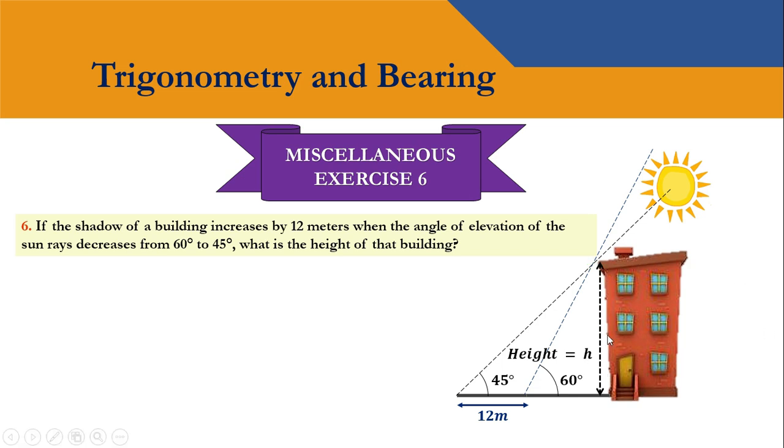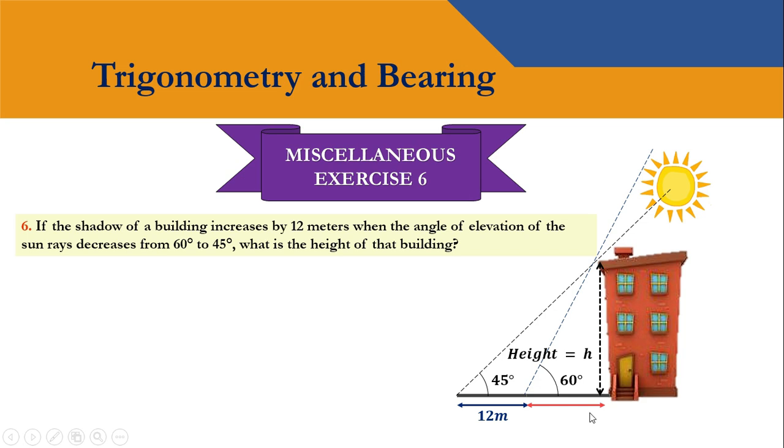To calculate the height of the building, we need to solve these two triangles. The first triangle contains the angle of 60 degree and the second triangle containing an angle of 45 degree. To calculate the height of the building, we use the trigonometric ratio tan of theta, which is equals to perpendicular divided by base of the triangle. So in this triangle, the base of the triangle is not completely given. We only know that the increase in the shadow is equals to 12 meter. We don't know the initial length of the shadow.